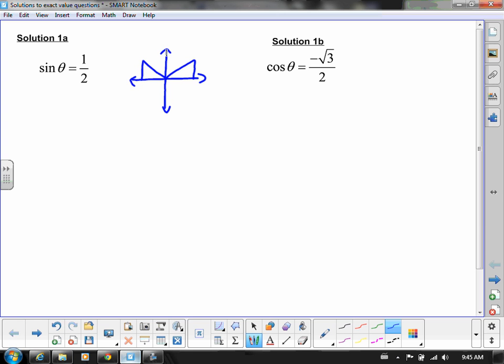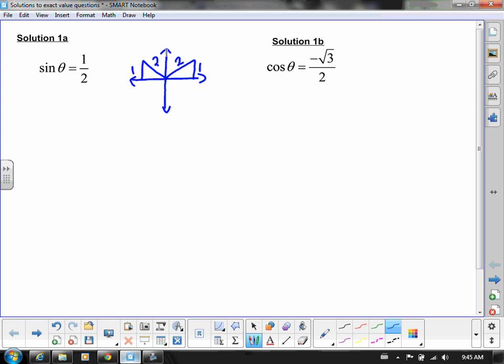So if you'll notice, sine is defined as opposite over hypotenuse. So that means I have 1 and 2. Here I'm going to have 1 and 2 as well. So as you can tell, we don't know which one is which. And in this case, we won't know. We have to come up with both answers.